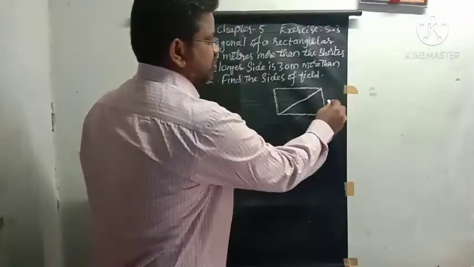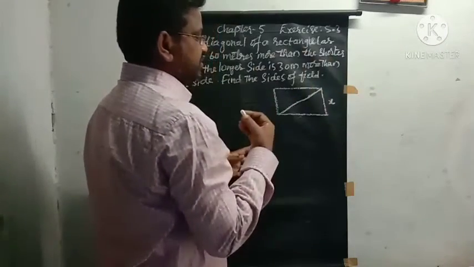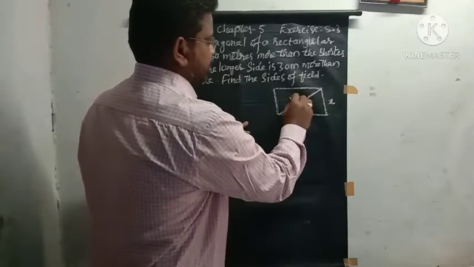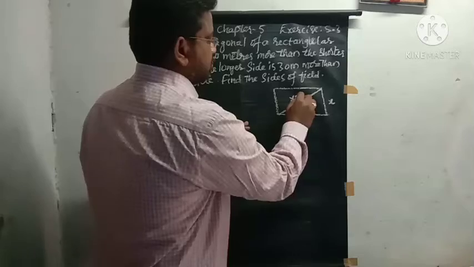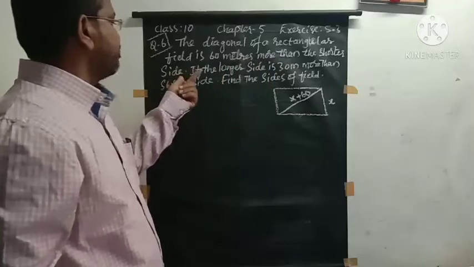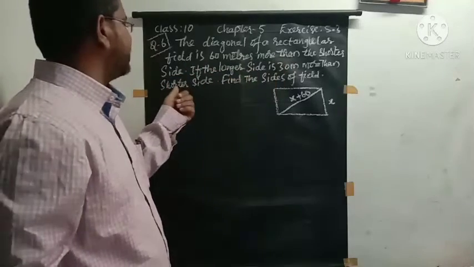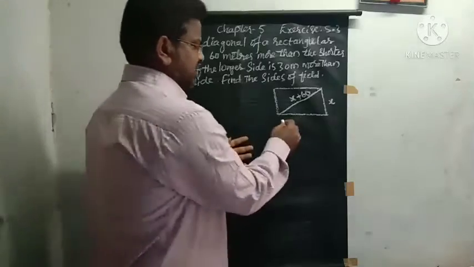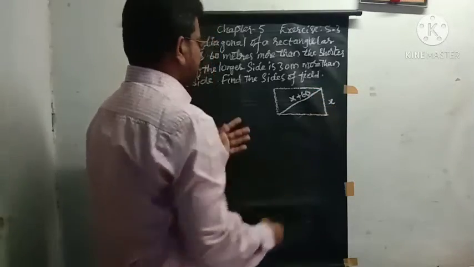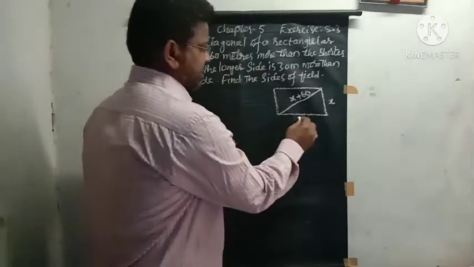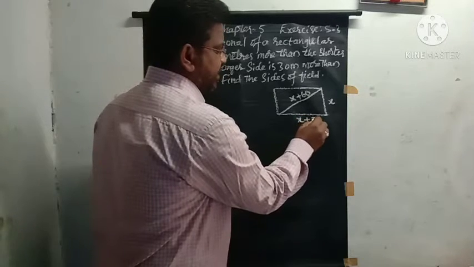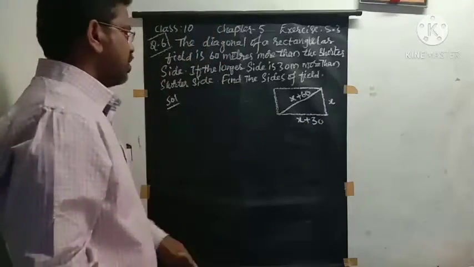So if you assume that the shorter side is x, then the diagonal is 60 meters more than the shorter side. Right. Next, if the longer side is 30 meters more than shorter side, what is the longer side? This is the L. So shorter side is x. Then the longer side is 30 meters more than the shorter side. Right, we just write now.